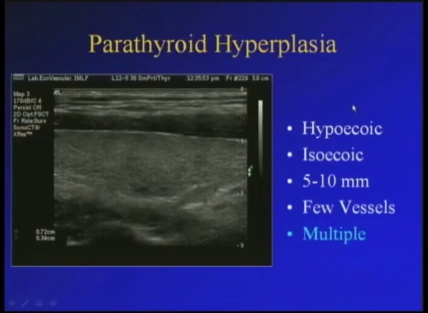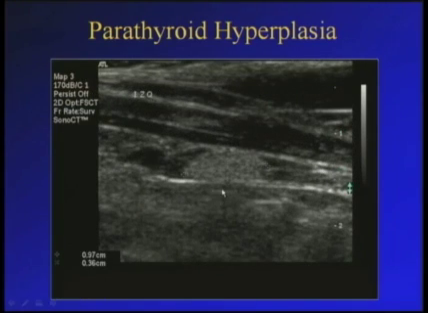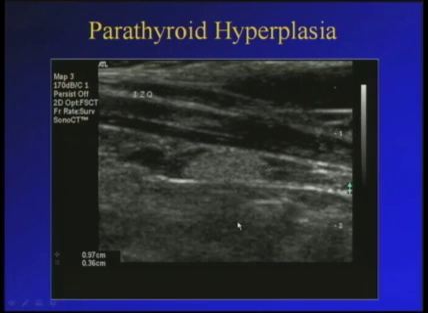Those are the sonographic characteristics of the parathyroid hyperplasia. Normally they are hypoechogenic or isoechogenic with a measurement of 5 to 10 millimeters in longitudinal view. Only a few vessels are observed in these cases, and generally there are multiple lesions. This is another case of parathyroid hyperplasia, and again another one with 9.7 millimeters. In this case, it's not hypoechogenic, but it is hyperechogenic.